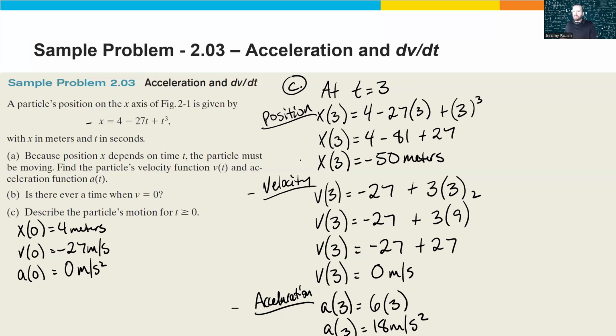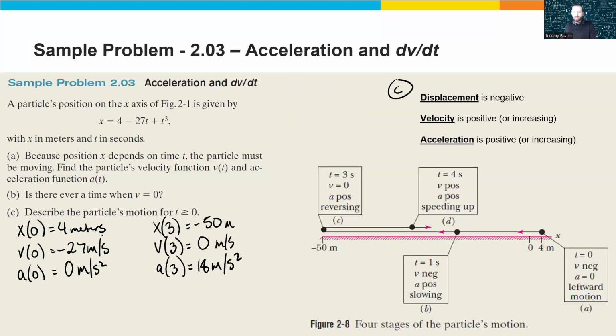And again, all I've done is use the function they gave us for position and plug in 3, the velocity function, which we calculated just a moment ago, and plug in 3, and the acceleration function, which we found just a moment ago, and plug in 3. So we got negative 50 for position, 0 for velocity, and 18 for acceleration. And here's what those values are.